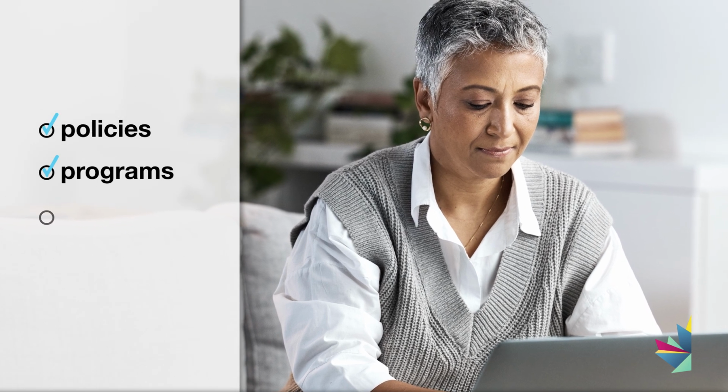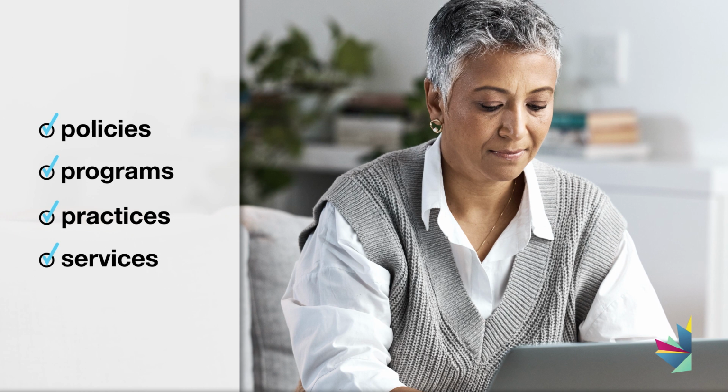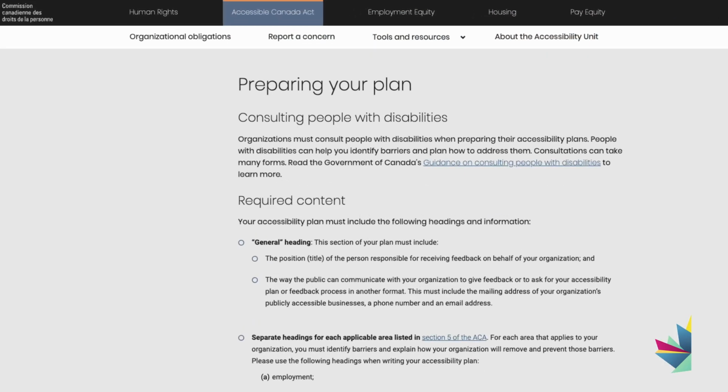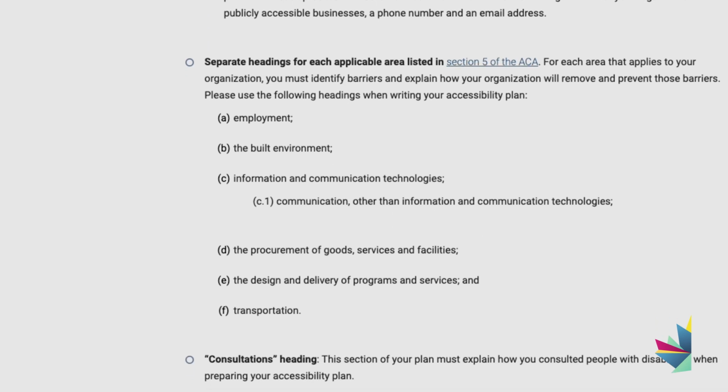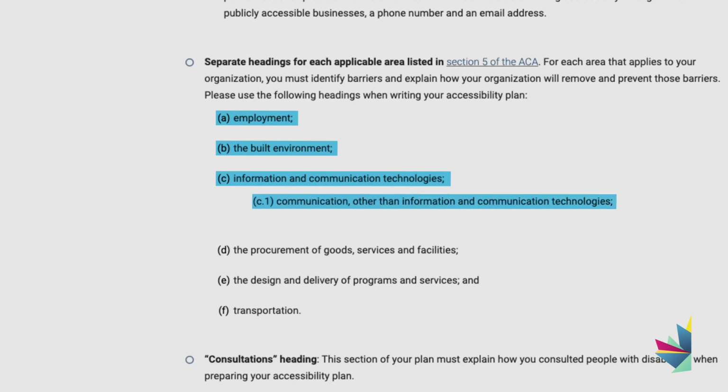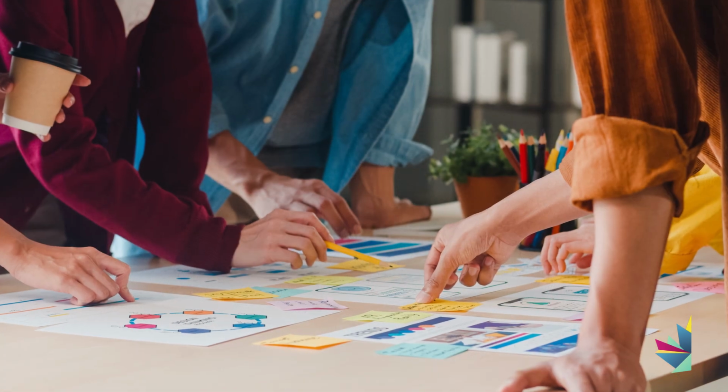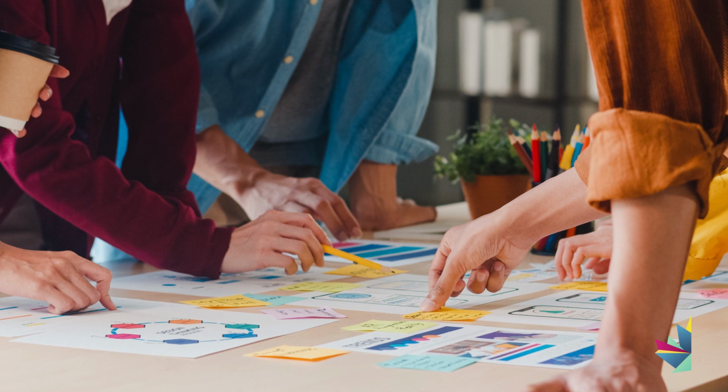Identify barriers. Review the accessibility of your organization's policies, programs, practices, and services in consultation with people with disabilities. The Accessible Canada Act focuses on barriers in the following areas: employment, the built environment, information and communication technologies, communication other than information and communication technologies, the procurement of goods, services, and facilities, the design and delivery of programs and services, and transportation. Identify barriers that could prevent people with disabilities from fully participating. Look for ways to remove and prevent those barriers and consult people with disabilities at every step of the process.